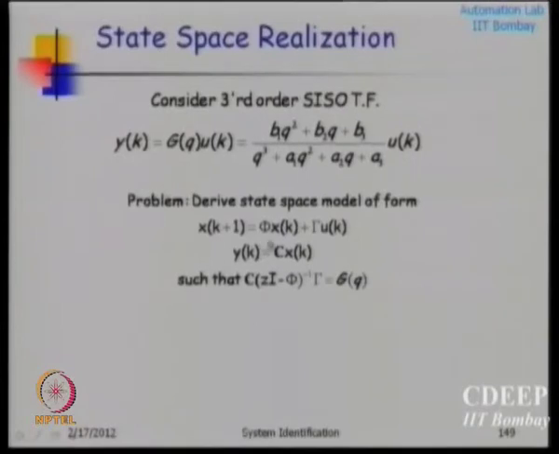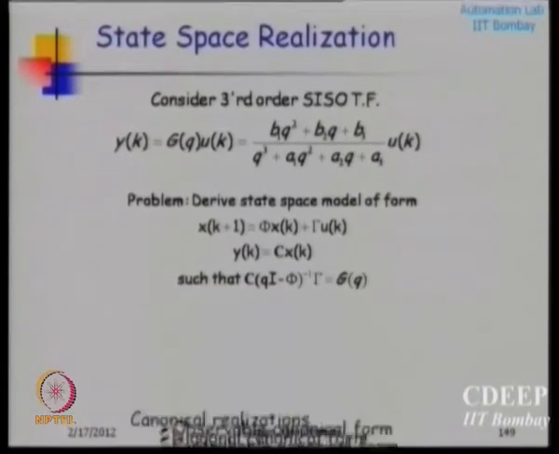The aim is to choose phi, gamma and c in such a way that c times (qI minus phi) inverse gamma is the same as... oh, not z, it should be q. I want to choose c, phi and gamma in such a way that this Gq is the transfer function. That is my aim. There are infinite ways of doing it, there are no finite number of ways. I will prove that also.